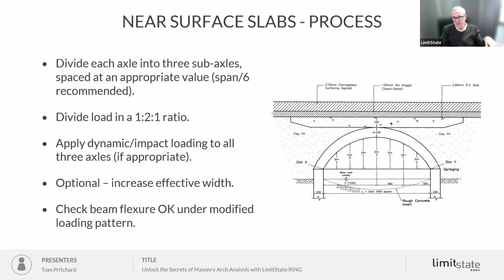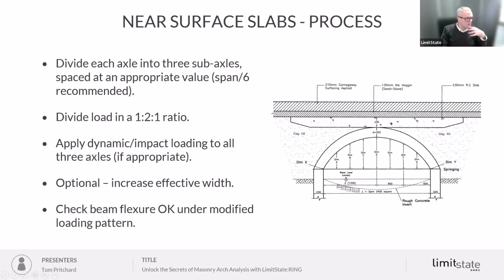It's been validated against sulfur bridge test results, which were some tests conducted in the late 90s and early 2000s. I won't go into too much detail about it, but effectively what we're looking at is dividing the load from an axle into a 1-to-1 ratio, so a bit like you would do with railway loading going through sleepers. And then if that axle is subject to dynamic loading as well, then you would apply the dynamic factor to all three of those axles.